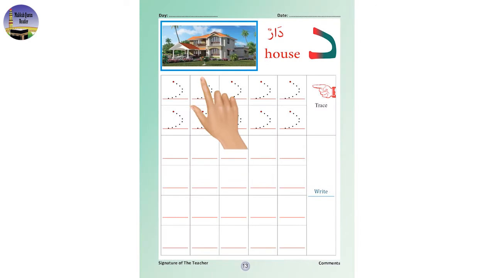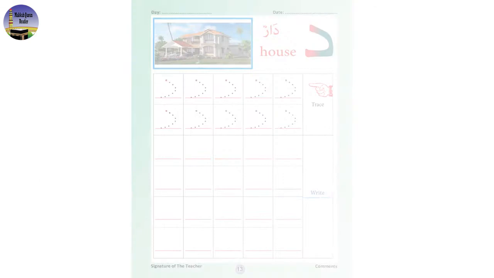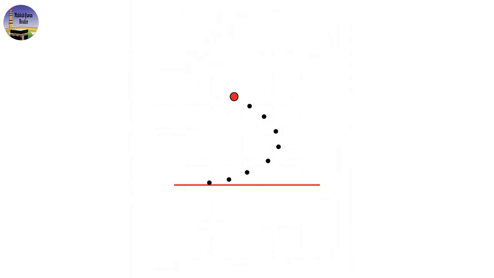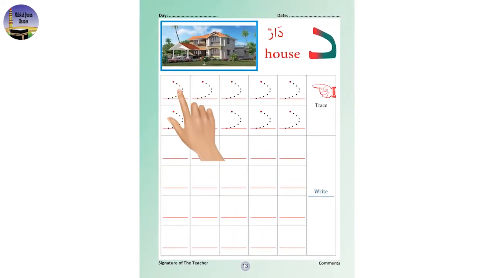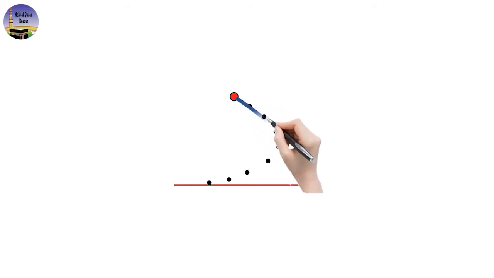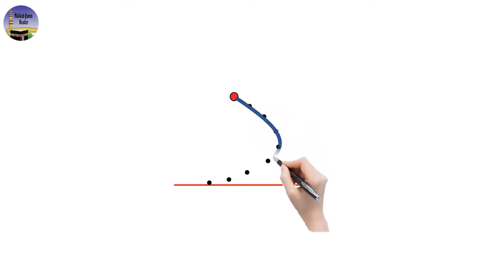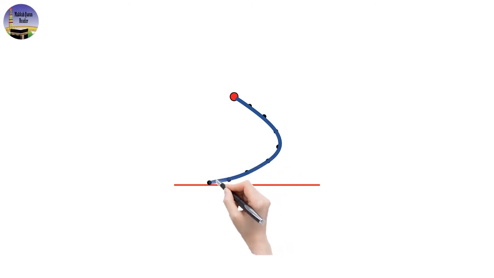Dal. Dal for Darun means house. Fourth one. Start from the red dot. Then slide down. Make a big curve in the left and touch the red line. Dal. Dal for Darun means house. Fifth one. Start from the red dot. Slide down. Make a big curve in the left and touch the red line.